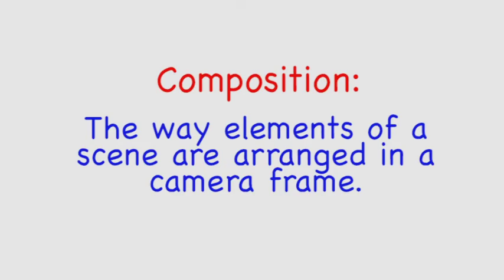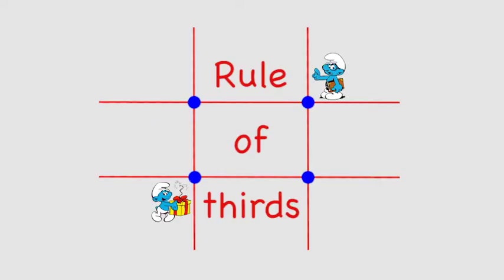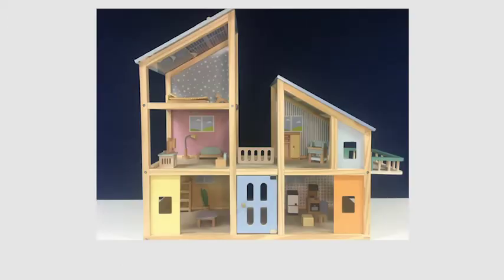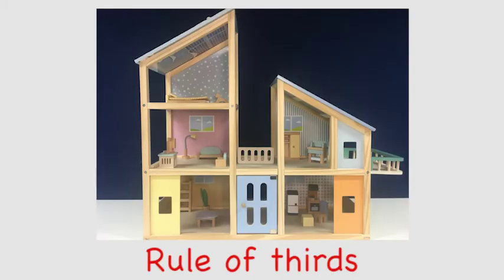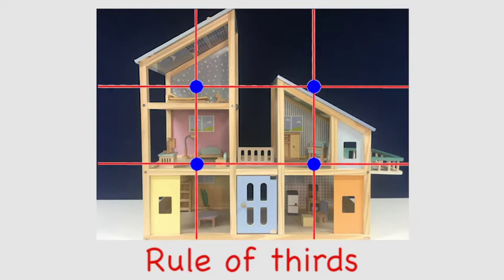Composition refers to the way elements of a scene are arranged in a camera frame. The first rule of framing and composition we will look at is the rule of thirds. The basic principle behind the rule of thirds is to imagine breaking an image down into thirds, both horizontally and vertically, so that you have 9 parts.